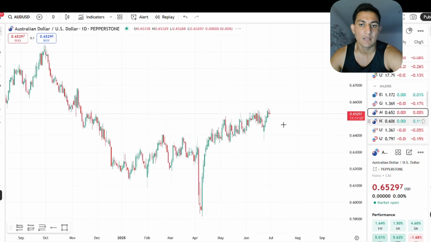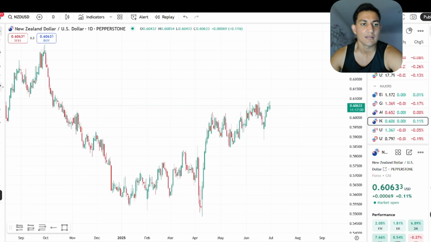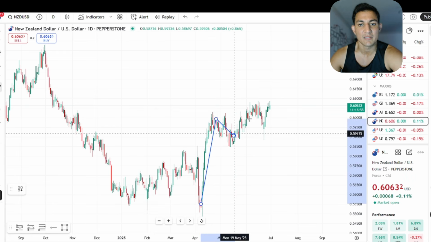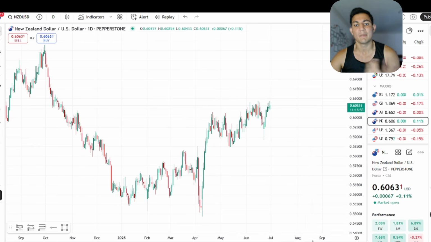NZD USD, a bit more. If you look at AUD USD and NZD USD, the New Zealand dollar is slightly more bullish, but really, that does not mean to trade it. So here's NZD USD. Now you can tell a lot by just looking at this daily chart.